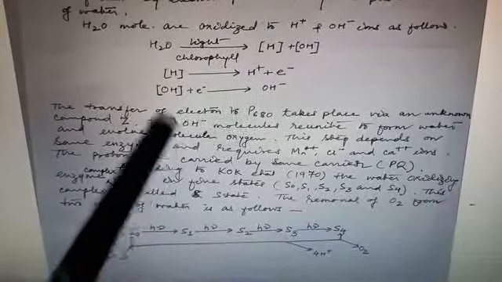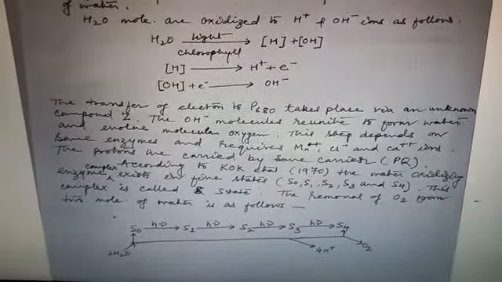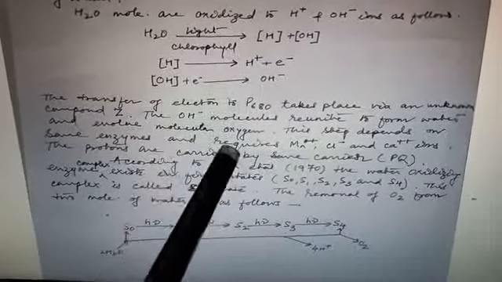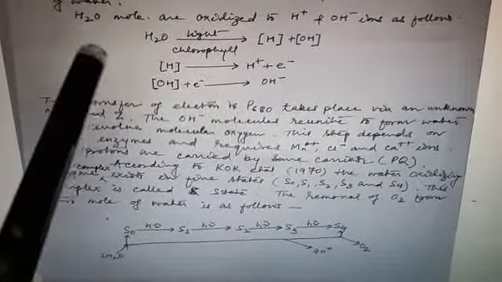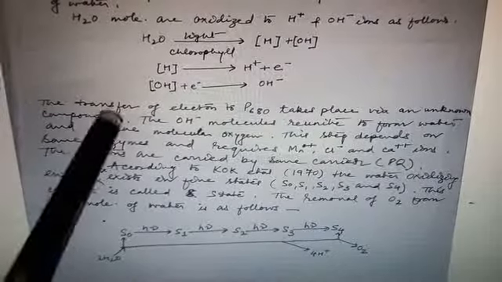So the transfer of electron to P680 takes place via an unknown compound, that is Z, which is shown in the light electron transport chain. The hydroxyl ion which is formed reunites to form water and evolve molecular oxygen. This step, the oxidation of the water molecule, needs manganese ion, chlorine ion, and calcium ions, and the protons which are released during this photooxidation of water are carried by electron carriers, that is plastoquinone.